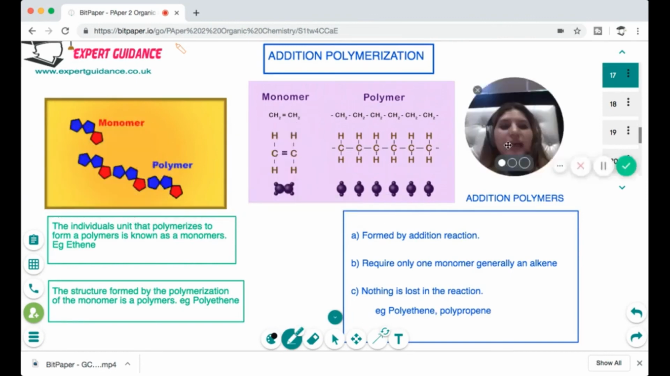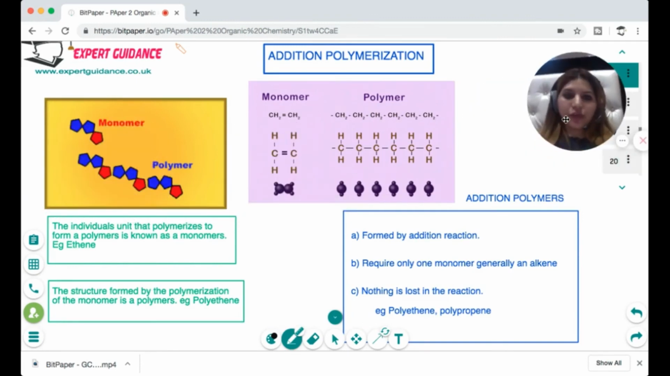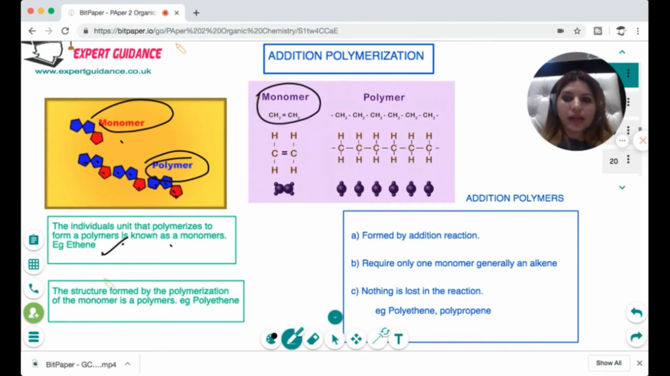Okay, now we have done the functional groups. The last thing you need to do is polymers. Now what are polymers? If you see in this figure, this is an individual unit and you can see this is repeated, and this repeating unit is a polymer. The individual unit that polymerizes to form a polymer is known as a monomer. Example, ethene. So ethene is a monomer, and the structure formed by the polymerization of the monomer is the polymer. Example, polyethene. So you can see CH2=CH2 is ethene and it forms this polymer.